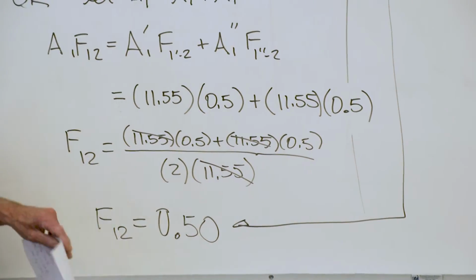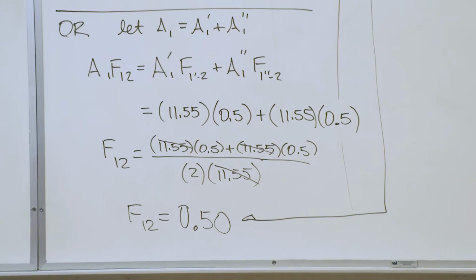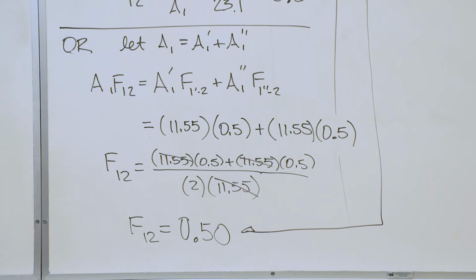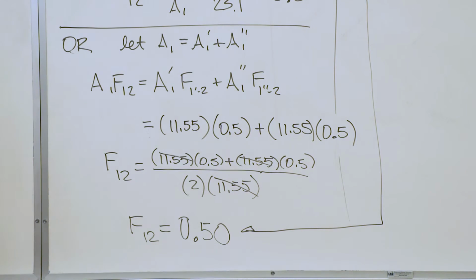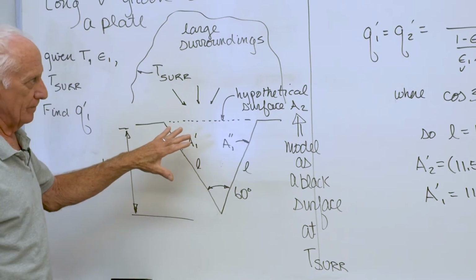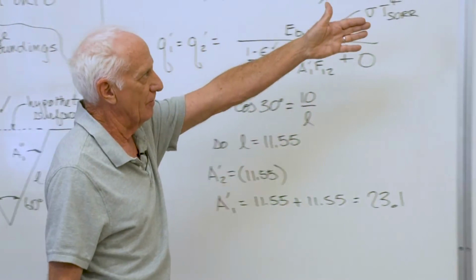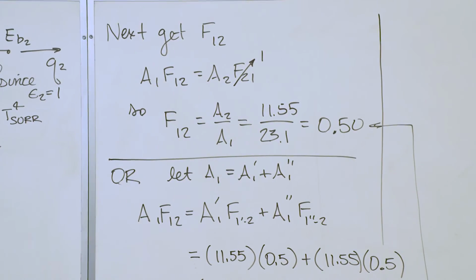It doesn't matter which way you want to work it. There's an easy way and there's a harder way. But they both give you the same answer for F12. This is much easier, of course. Always look for the easy way out. I didn't solve for a number. I just want to show you how you use a hypothetical surface to create an enclosure, and then how you would find the view factor from that right here. Okay, so that's what I wanted to show you there, essentially.